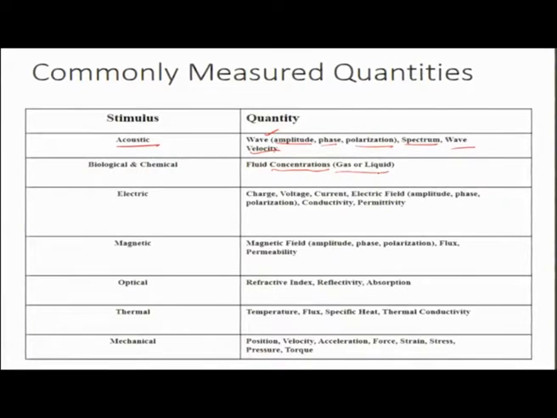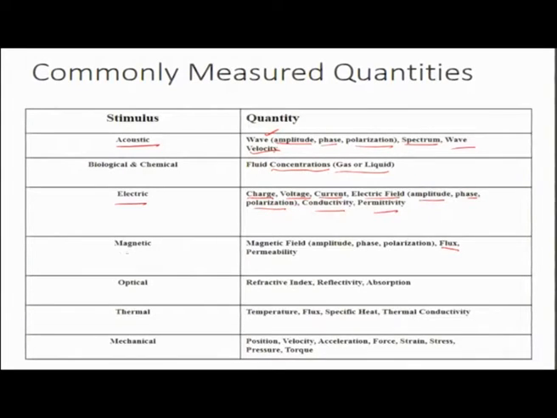When we talk about electrical stimulus, this could be in terms of a charge, a voltage, some kind of current, electric field. Field could have again amplitude, phase or polarization aspects. You could talk about conductivity, permittivity, so on and so forth. When we again mention magnetic, the quantities that we are measuring are typically the amplitude, phase and polarization of the magnetic field, or the permeability of the material or the medium, or even the magnetic flux sometimes.